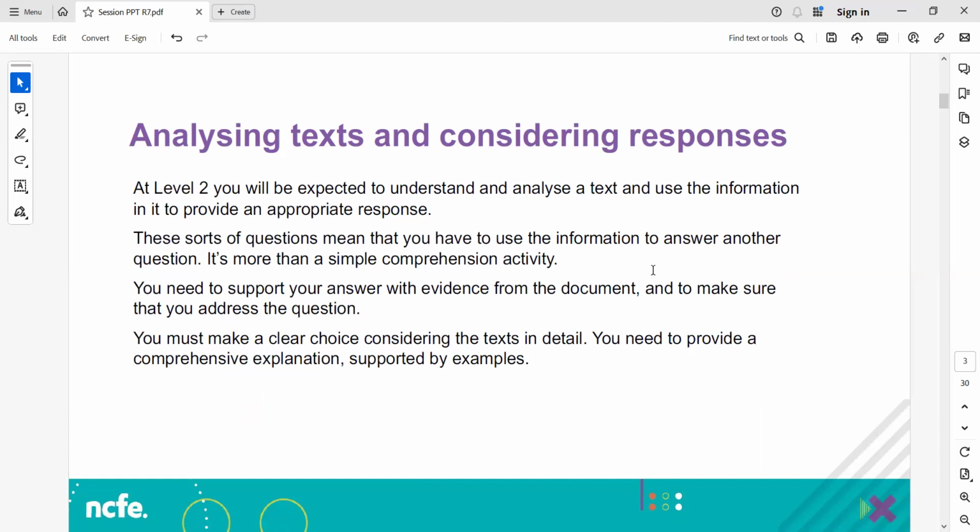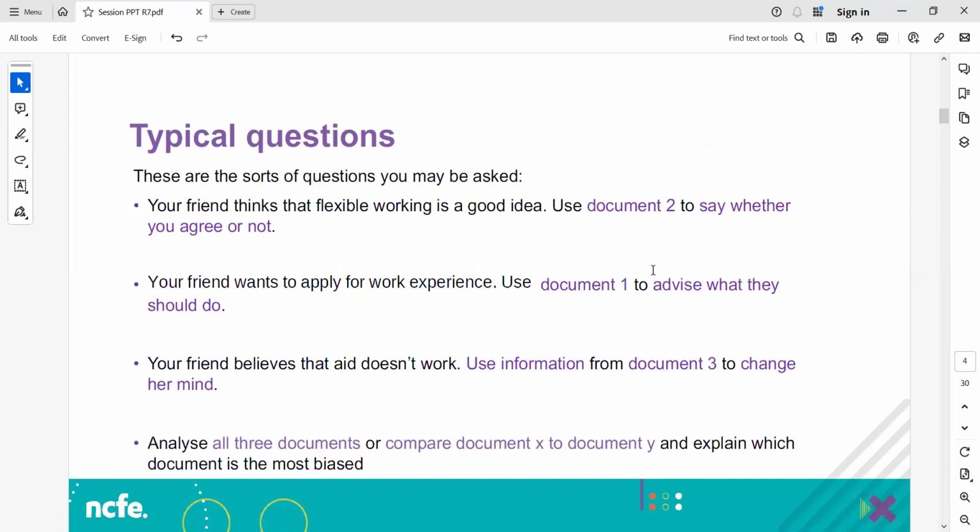So the sorts of questions you will be asked mean that you have to use the information to answer another question. It's more than just a simple comprehension activity. You'll need to support your answer with evidence from the document. You must make a clear choice considering the text in detail. You need to provide a comprehensive explanation supported by examples. So let's have a look at how we can do that.